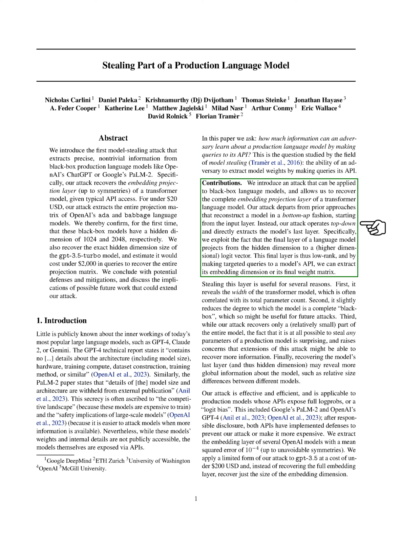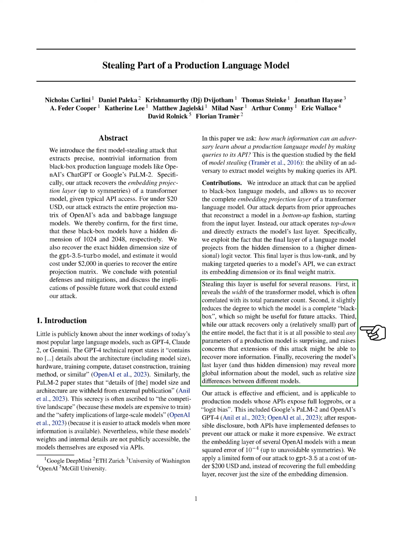Our contribution lies in introducing an attack that can recover the complete embedding projection layer of a transformer language model, even when the model is treated as a black box. Unlike previous methods that reconstruct models from the input layer upwards, our attack works in a top-down manner, directly extracting the model's final layer. By exploiting the low-rank nature of the final layer, we can extract crucial information such as the model's width and hidden dimension.